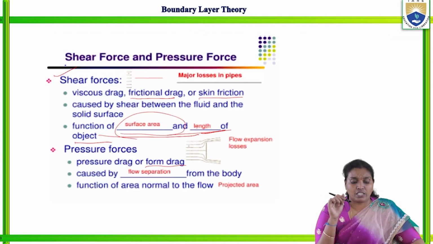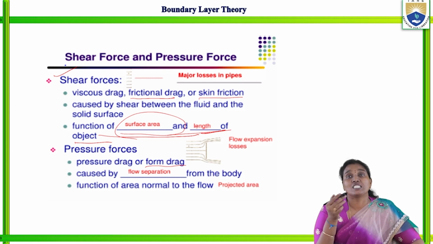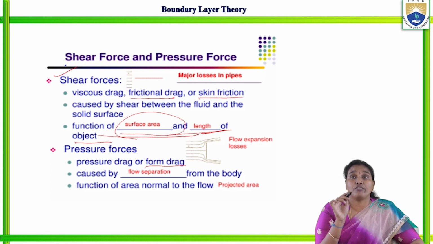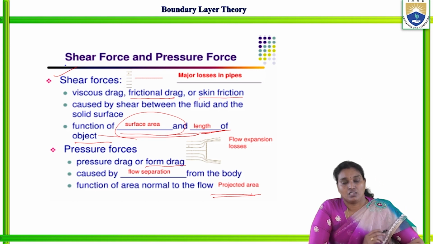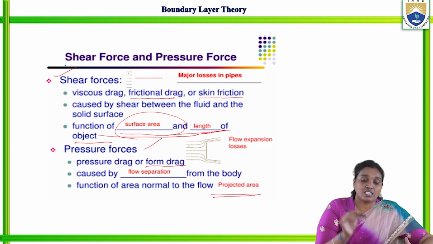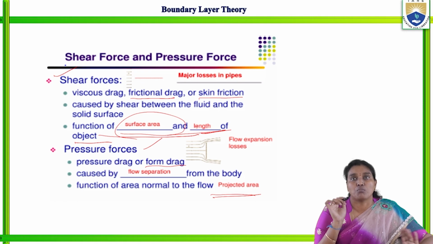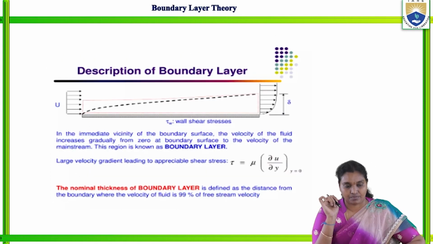So coming to the pressure forces, the pressure drag is caused by the flow separation from the body. The flow separation from the body is a function of the area normal to the flow, the projected area. So these are the two forces we are going to understand in this boundary layer theory.